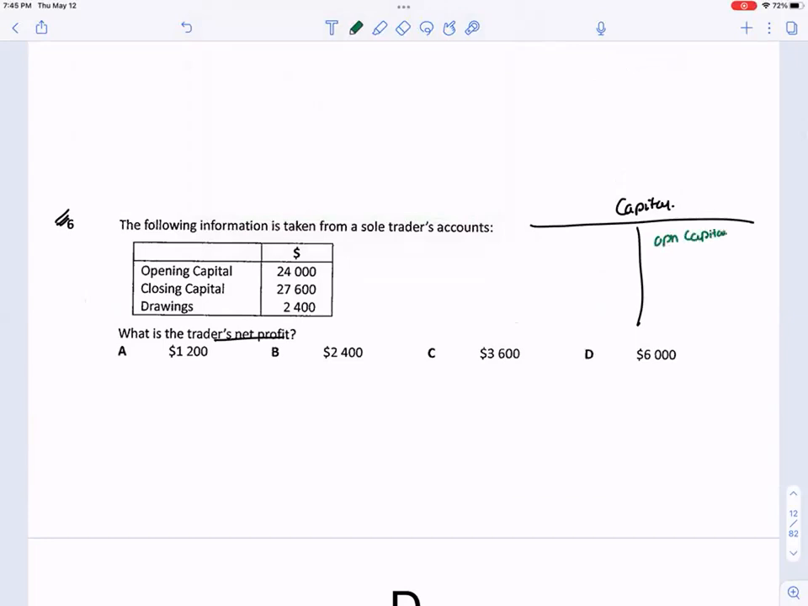Opening capital same side, closing capital opposite side. Ma'am, 6,000, Option D. Drawings on the debit side. Drawings and closing capital on the debit side, opening capital on the credit side. Answer is correct, but it has to be quicker.